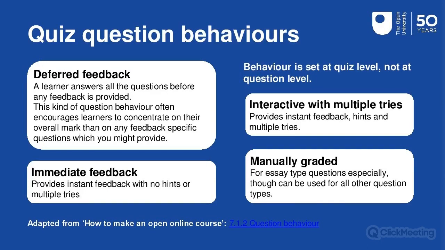Then there's immediate feedback, which provides instant feedback with no hints or multiple tries. So they only get one attempt at the question. Then there's interactive with multiple tries, which provides instant feedback, hints, and multiple tries. And then we have manually graded, for essay type questions especially, though these can be used in other question types as well. On Open Learn, we don't have any tutors. It's impossible to manually grade. So we actually use interactive with multiple tries always for all of our Open Learn quizzes.